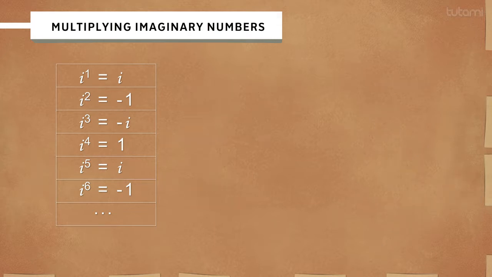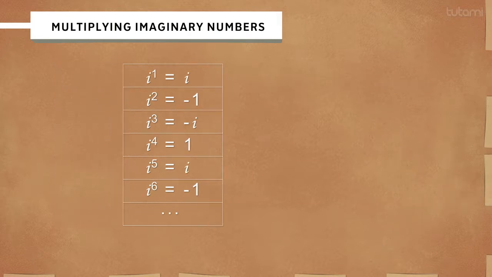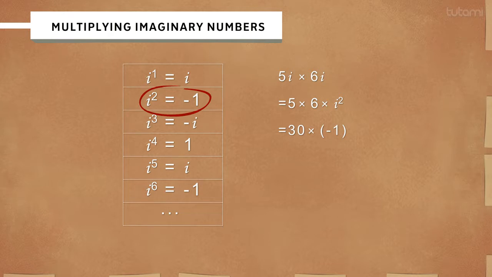And this means real numbers multiply by other coefficients as well, not unlike algebra. So if I have 5i times 6i, I will have 5 times 6 times i squared, which will give me 30 times -1, since i squared is -1, if we refer back to our chart there. Therefore, we'll end up with -30.